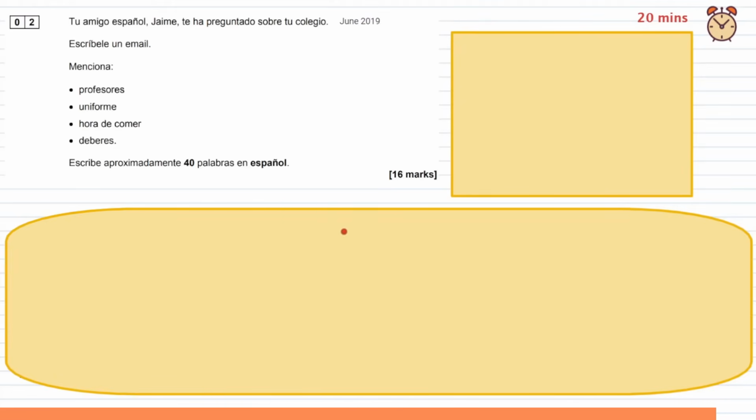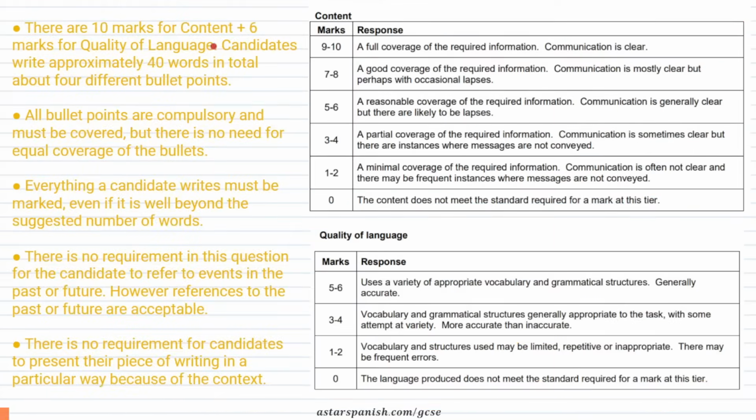Before I go into how I would plan, let's take a look at the mark scheme. For this question, 10 marks are awarded for the content, so what you write, and 6 for the quality of language, so your grammar and vocabulary. You can pause the video now to read through each mark band, but I want to point your attention to the information on the left. The second bullet point there says all bullet points are compulsory and must be covered, but there is no need for equal coverage of the bullet points. So if you do not cover one of the bullet points, whether that's accidentally or on purpose, you will be limited to a lower number of marks. But fortunately, you do not need to write the same amount of words for each, so use more words on easier bullet points. The next bullet point says, everything a candidate writes must be marked, even if it is well beyond the suggested number of words.